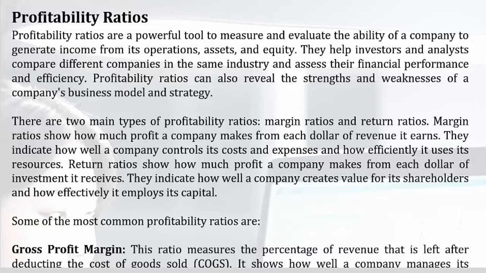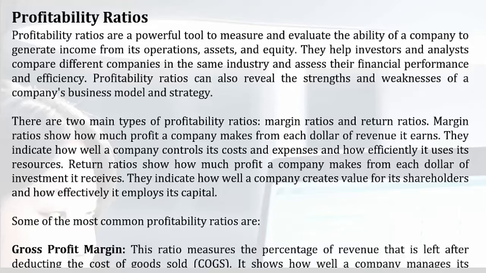There are two main types of profitability ratios: margin ratios and return ratios. Margin ratios show how much profit a company makes from each dollar of revenue it earns. They indicate how well a company controls its costs and expenses and how efficiently it uses its resources. Return ratios show how much profit a company makes from each dollar of investment it receives. They indicate how well a company creates value for its shareholders and how effectively it employs its capital.